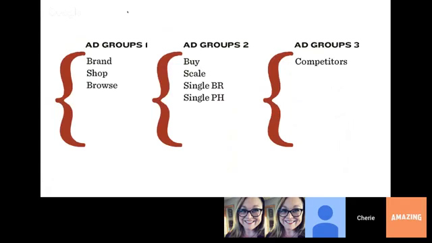And because you're coming off of some data, you may do a little bit of this brand shop browse, but you could also be doing a little bit of scale and maybe buy. It sounds like you have some stuff that needs to have the bid lowered.